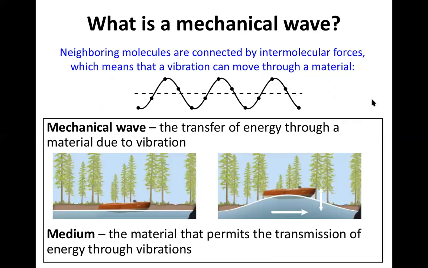So now that you know what a vibration is, let's talk about a mechanical wave. A vibration can move through material, and a mechanical wave is the transfer of energy through a material due to vibration. The material in which the energy is transferred, the stuff, is called the medium. The medium is the material through which that wave moves. So when we're talking about a water wave, the medium would be water.